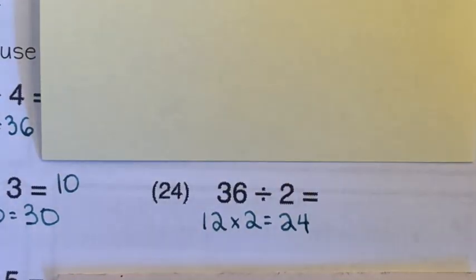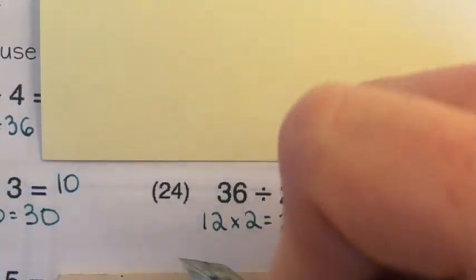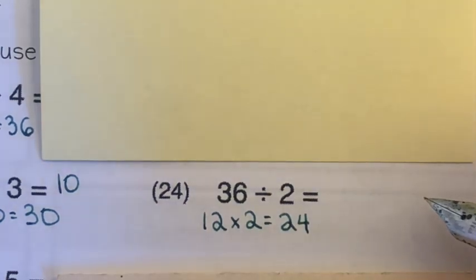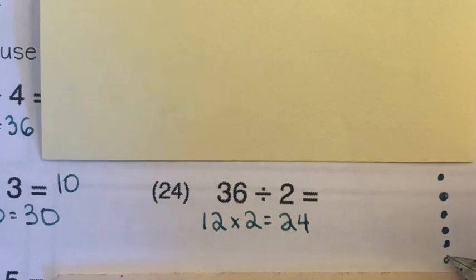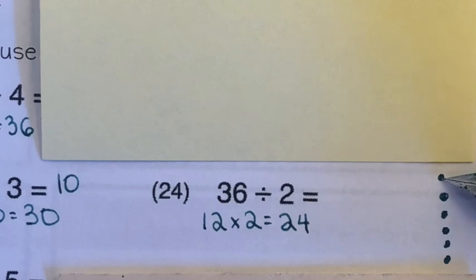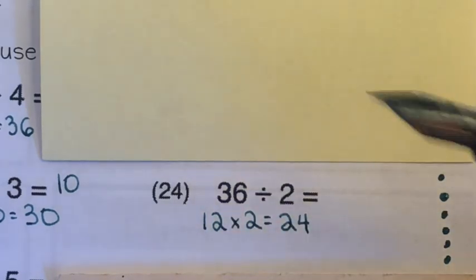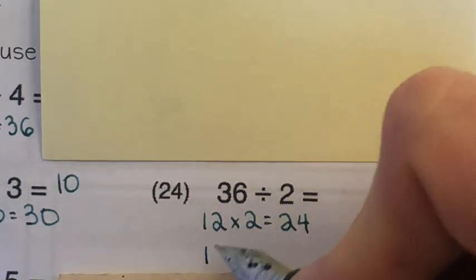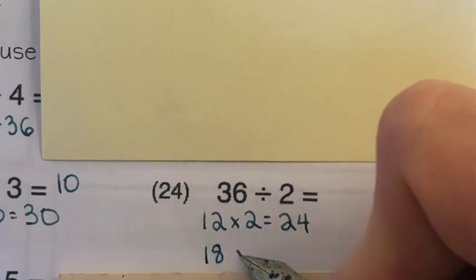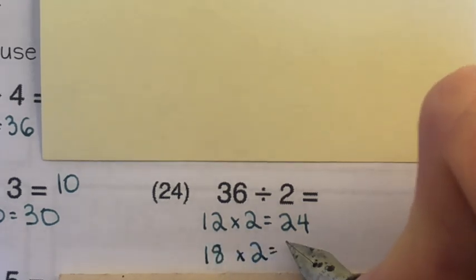So let's count. I'm going to make little dots while we count, okay? So 24, 26, 28, 30, 32, 34, 36. So I counted on 1, 2, 3, 4, 5, 6 groups of 2. So I started at 12 groups of 2 and I counted up 6 more groups of 2. So 12 plus 6 is 18 times 2 is 36.